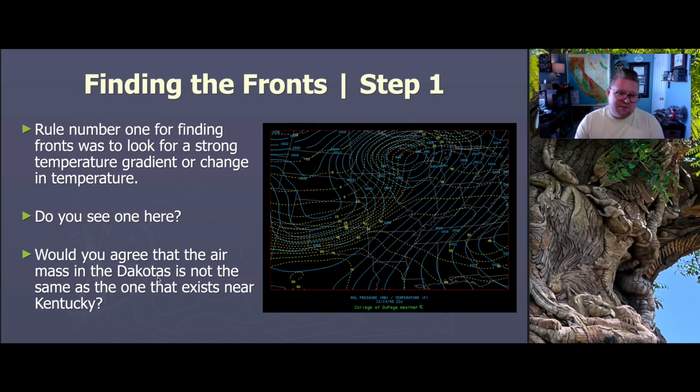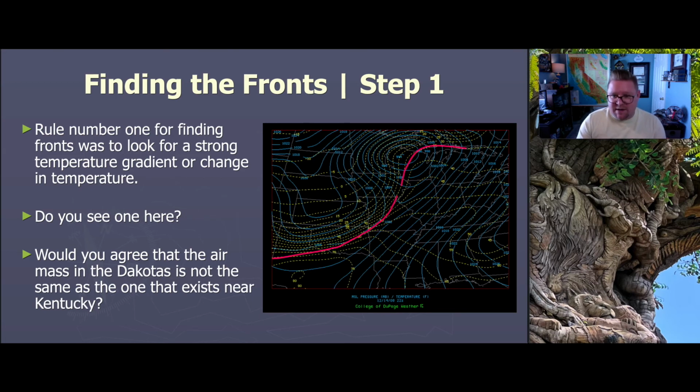And the next step it says, would you agree that the air mass in the Dakotas is not the same as the one that exists closer to Kentucky? So is the air mass that's more up in the northern part of this map different from down below? Take a moment and trace with your finger and think, where do you think these two masses would be? Do you see any? And on this next slide, I've drawn them out. So do we see two?